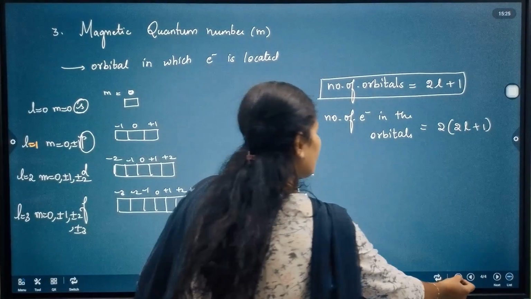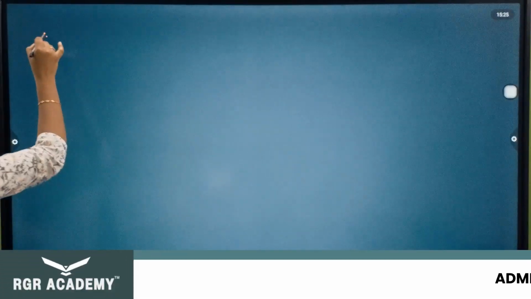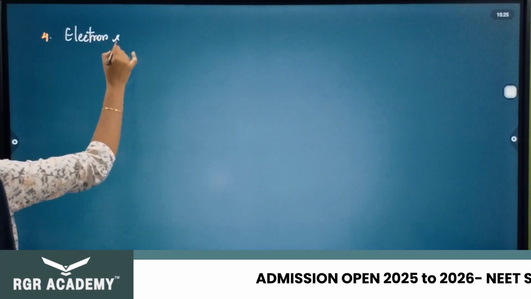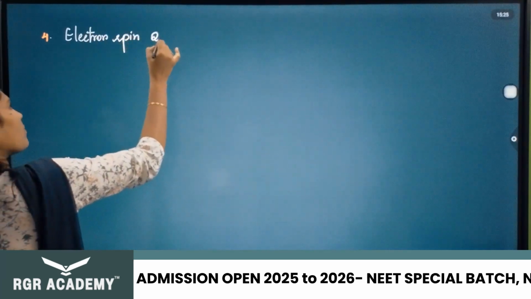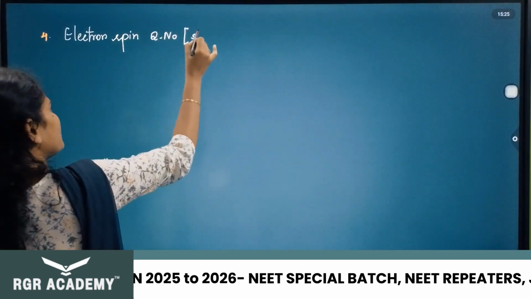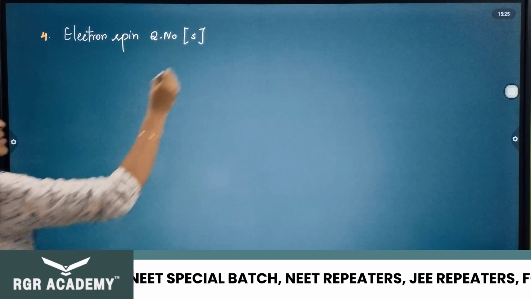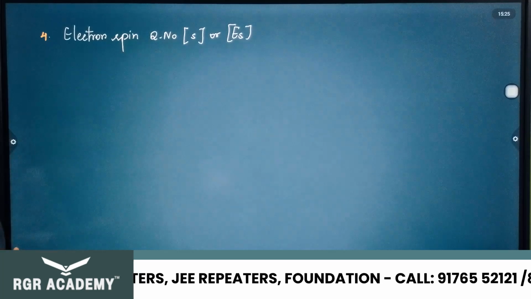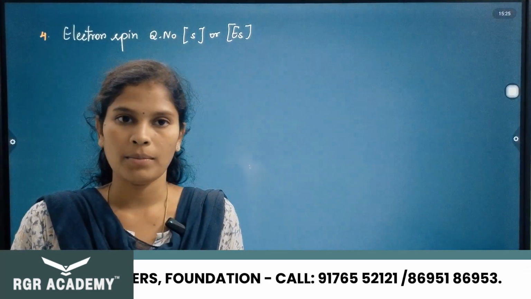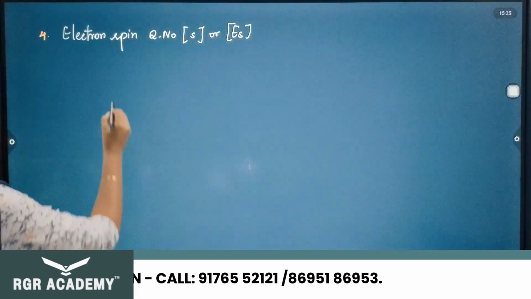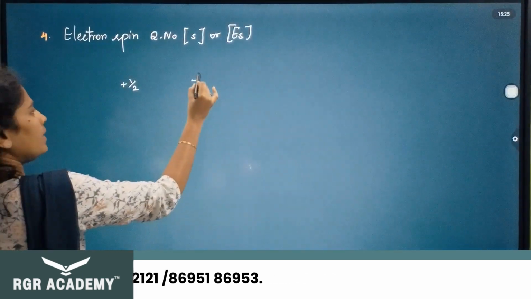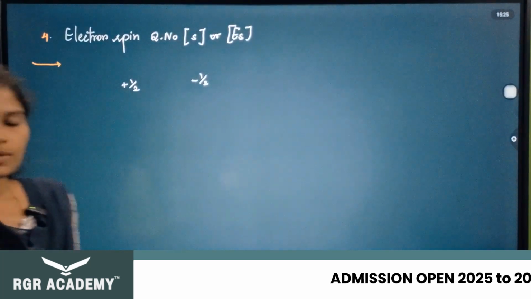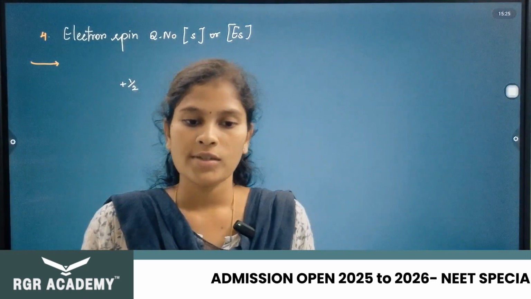Like that, we can see the spatial orientation of the orbitals using the magnetic quantum number. Now the last one: the electron spin quantum number, represented by s or sometimes ms. This electron spin quantum number is independent of the other three quantum numbers. There are only two values, one is +1/2 and another one is -1/2. This means the electron will spin on its own axis, either clockwise or anti-clockwise.